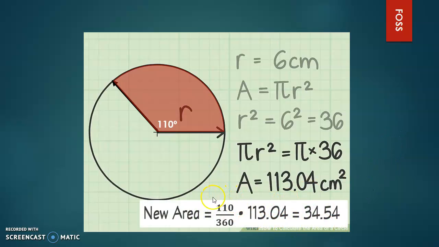The amount of the circle is, well, if we wanted the whole circle, that'd be 360 degrees. We only want 110 of the 360 degrees. Last time we wanted 90 out of 360, which was 1/4. 110 divided by 360, well, we can try and make this as simple as possible. We just take the fraction of the circle we want, like we did last time, times the area of the whole circle. This time, it's a bit more, 34.54.